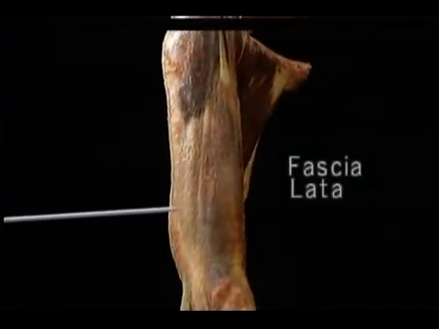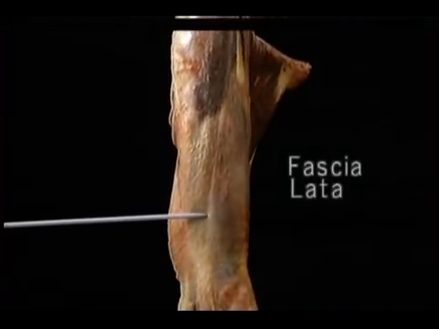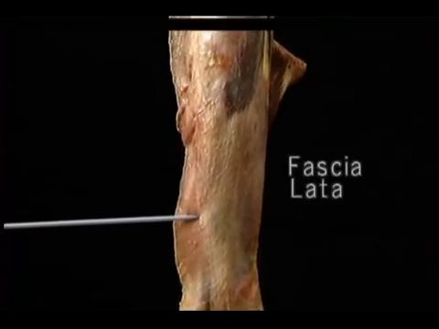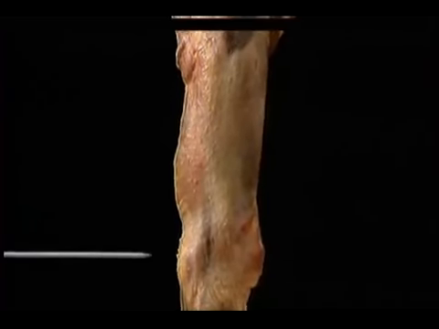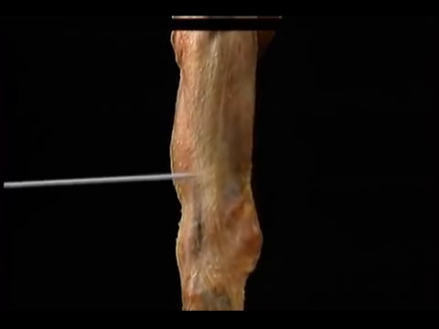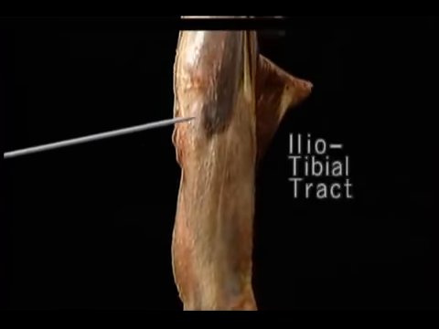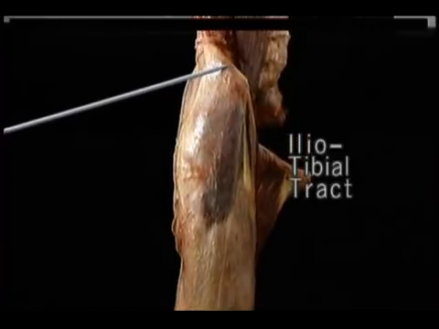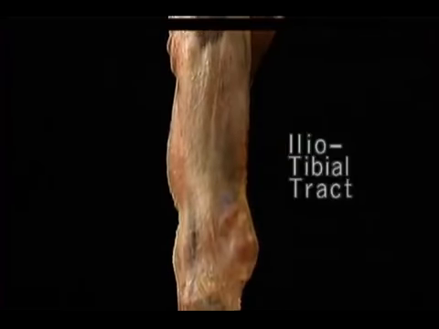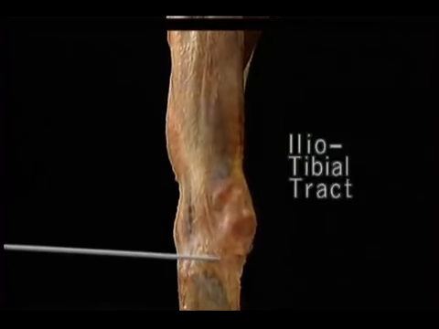The fascia lata is a continuous sheet of dense fibrous tissue that surrounds all the muscles of the thigh. Along the outer aspect of the thigh, there's a very marked thickening of the fascia lata called the iliotibial tract. The iliotibial tract extends all the way from here on the ilium down to here on the tibia.